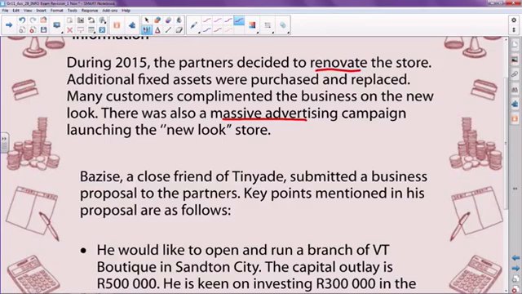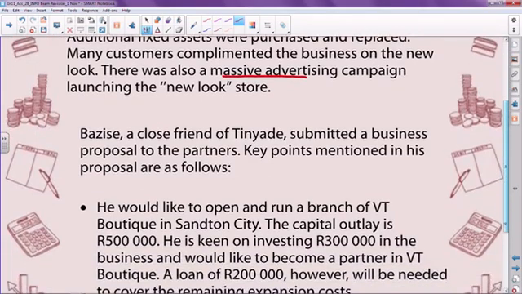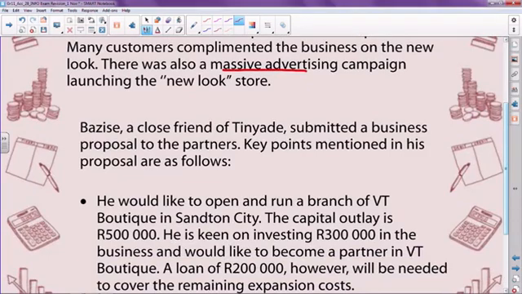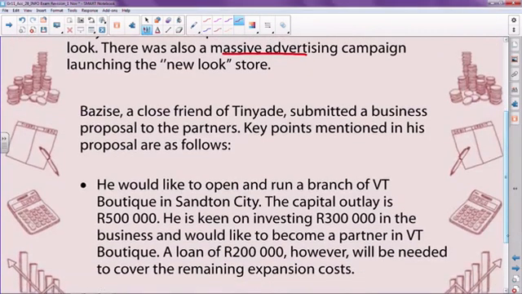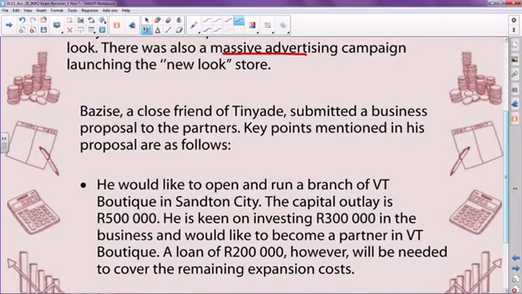So we've got a third person coming into the partnership and they are submitting some kind of business proposal. Let's look at exactly what Bazi wants from this particular business. He would like to open and run a branch of VT Boutique in Sandton City. So he wants to join this business. He wants to open and run a branch of the current business. The capital outlay is 500,000. Obviously going to be expensive if you want to set up a new store. He is keen on investing 300,000 in the business and would like to become a partner.